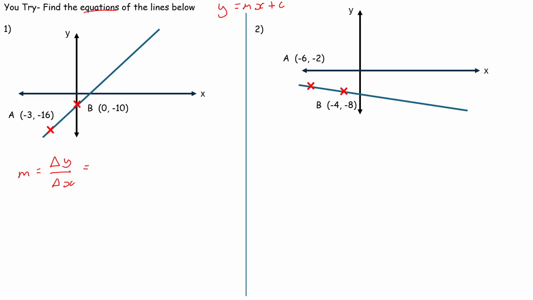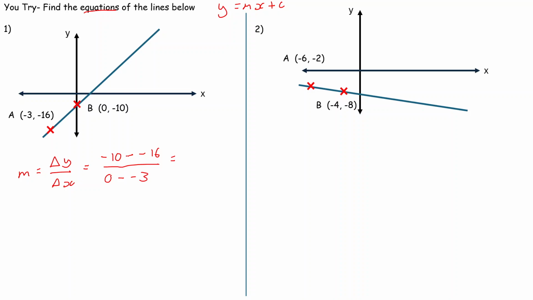I'm going to start with coordinate B. My y coordinate here is minus 10. So minus 10, and change is different, so take away my other y coordinate, which is negative 16. So minus 16 over the change in the x coordinates. And because I started at B, I must begin at B again. So 0 is my x coordinate there. Take away, because change, my second x coordinate, which is negative 3.